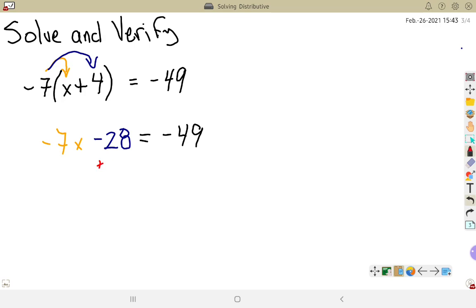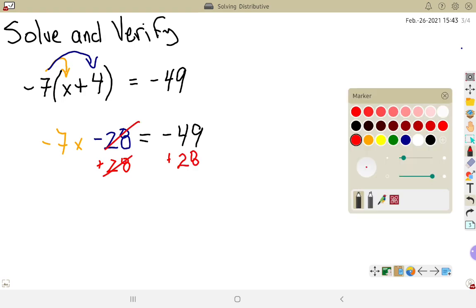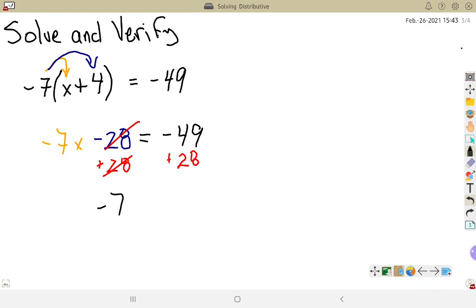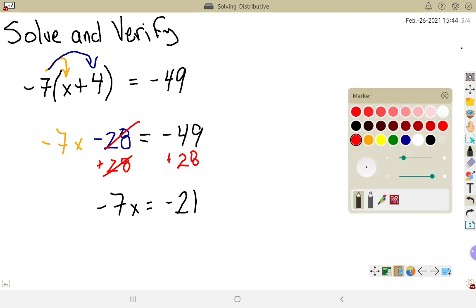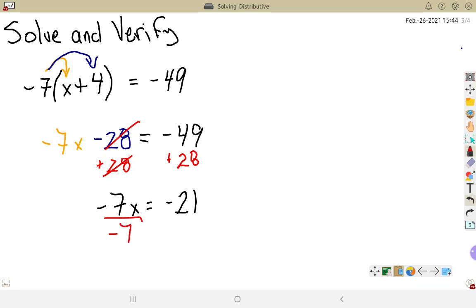Doing my opposites, I'm going to add 28 on both sides of the equal sign. I'm going to treat both sides equally. And now I'm left with negative 7x is equal to negative 49 plus 28. There's a difference of negative 21, more negatives than positives. Okay, so we have negatives left over. And then I'm going to divide both sides by negative 7. When I divide both sides by negative 7, I'm left with x is equal to 3.